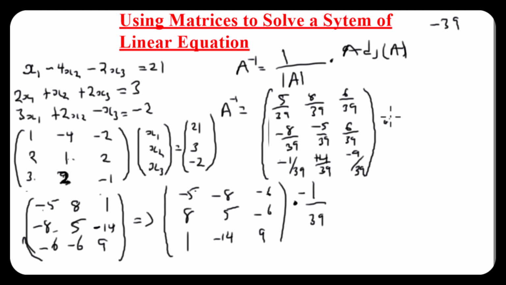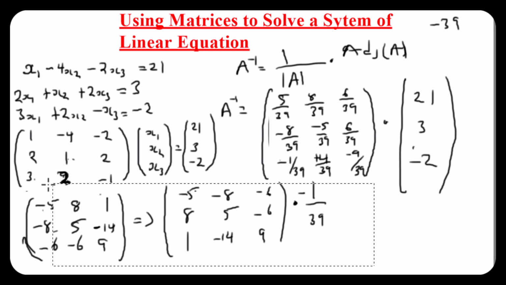So we want to use this to multiply this constant, 21, 3, and negative 2. Okay, so again, let's clear more space so that we have space to work in. I can clear all these ones now.